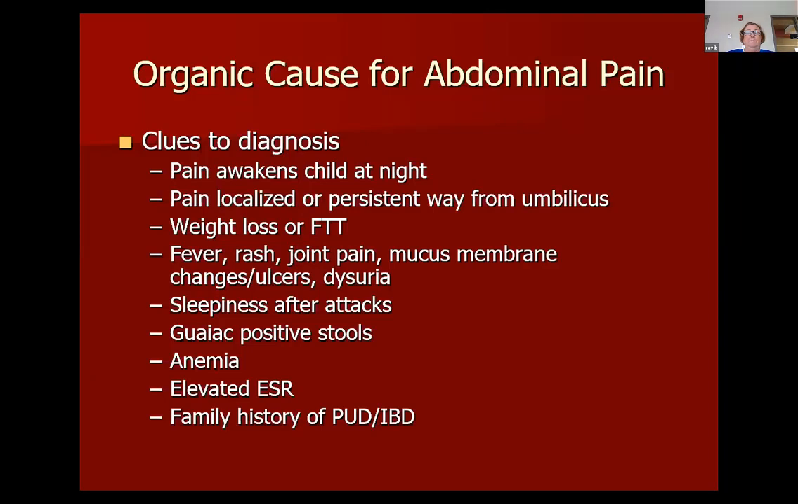We worry about anemia. We obviously worry about elevated sed rate. Are we dealing with a Crohn's? Are we dealing with some type of other inflammation somewhere? And then, is there a family history of ulcer disease or inflammatory bowel disease? If there is, you can bet the child is going to need some further workup to make sure they don't have it also. Certainly increased risk of that.